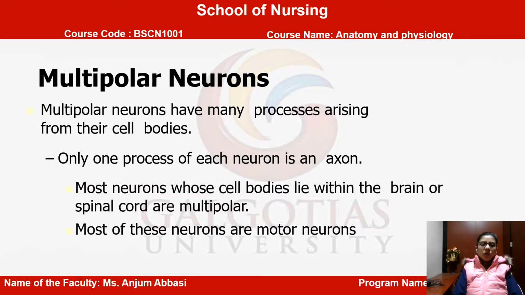And when it's coming down, there are the terminal buttons. Third type is multipolar neurons. So multipolar neurons have many processes arising from their cell body. Only one process of each neuron is an axon. Most neurons, those whose cell bodies lie within the brain or spinal cord, are multipolar. So just keep in your mind that cell bodies within the brain and spinal cord are multipolar. Most of these neurons are motor neurons.